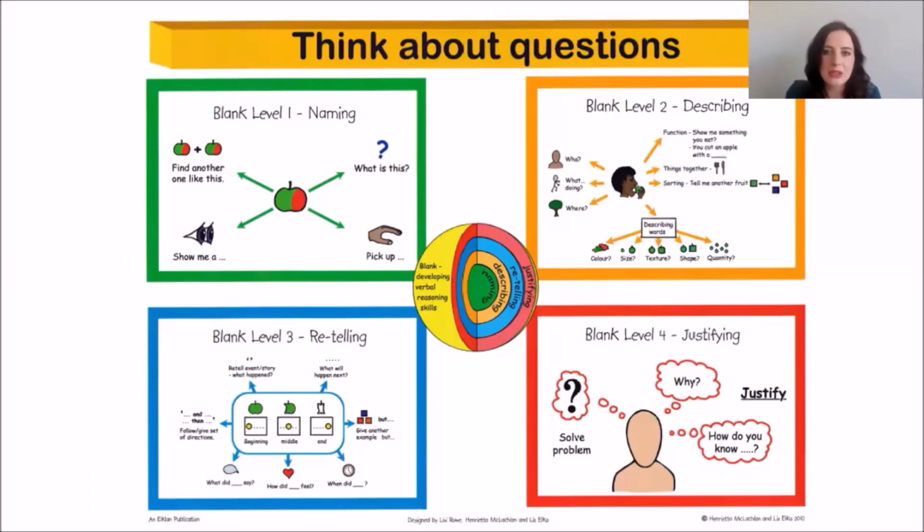Blank's levels are also about what language not to use. So if the person you're with is at level 1, there's probably not much point in focusing a lot on level 4 because it will probably be too difficult for them.